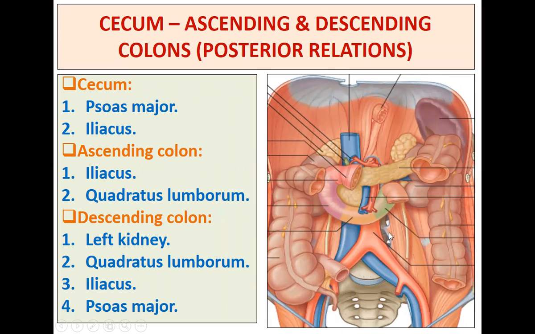Coming to the descending colon, this is the descending colon here. The left kidney is posterior, then the quadratus lumborum here, then the iliacus, and even partly the psoas major. So especially the left kidney, the quadratus lumborum, as well as the psoas major form the posterior relations.